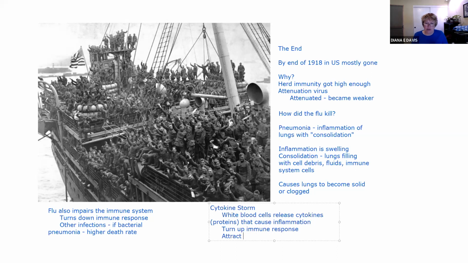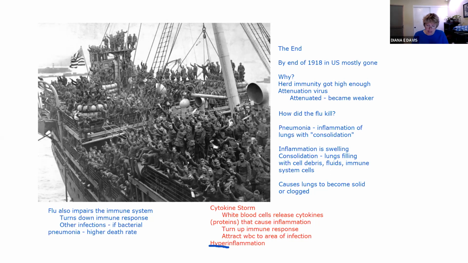These attract other white blood cells to the area of infection, in this case, the lungs, and results in what we call hyperinflammation. Any scientific word that has hyper in it, hyper means more than. So more inflammation than normal.